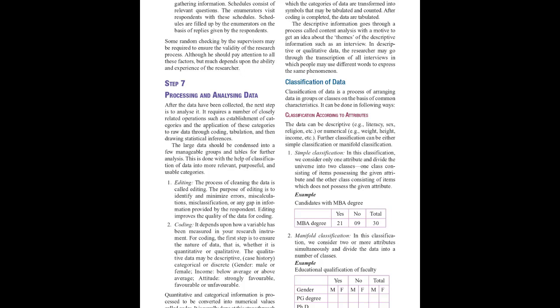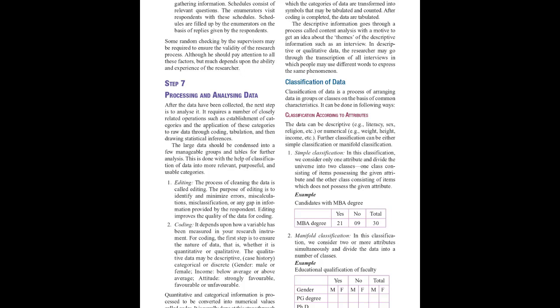1. Editing. The process of cleaning the data is called editing. The purpose of editing is to identify and minimize errors, miscalculations, misclassification, or any gap in information provided by the respondent. Editing improves the quality of the data for coding. 2. Coding. It depends upon how a variable has been measured in your research instrument. For coding, the first step is to ensure the nature of data, that is, whether it is quantitative or qualitative.